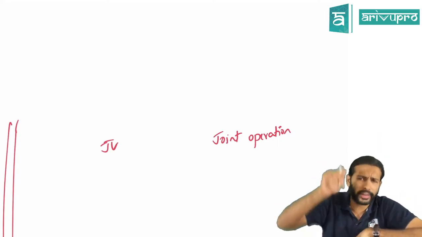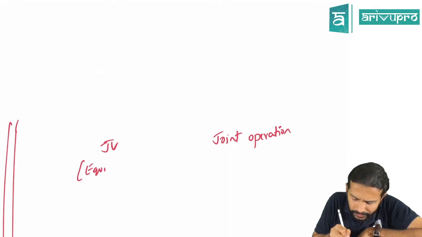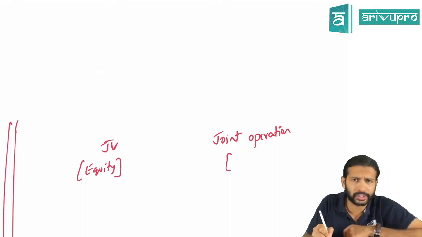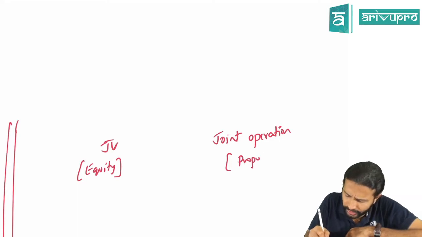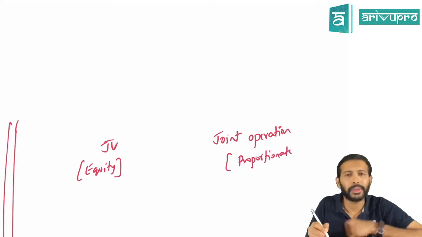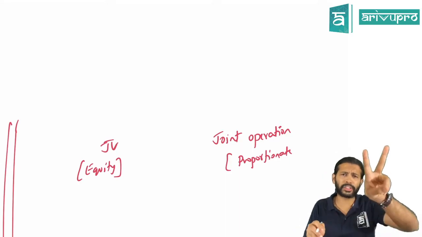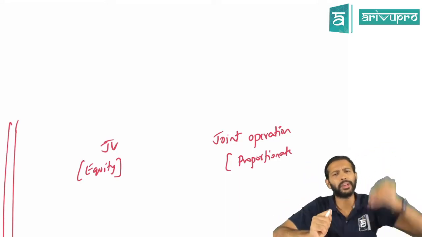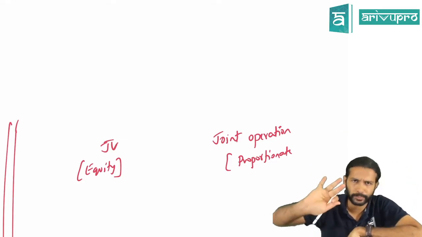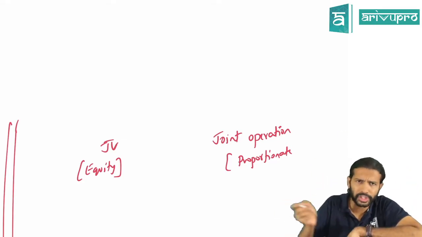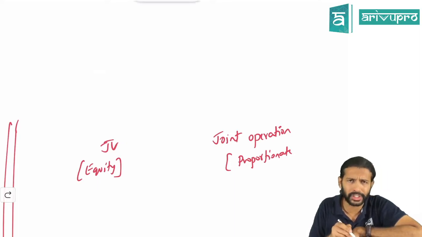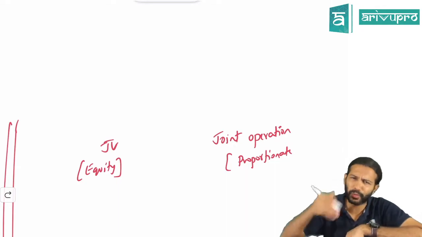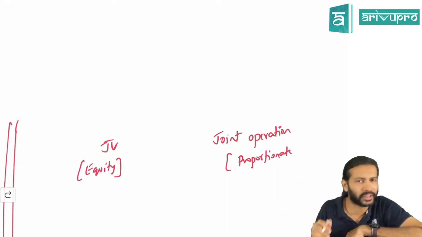Because if it is a joint venture, we apply the equity method, like an associate. If it is a joint operation, then we do proportionate consolidation, meaning if there are two persons, both will take their share of assets and liabilities and record it in their respective books. Now, the question we are about to solve is not pertaining to a joint venture, it's pertaining to a joint operation, but it's good to know the difference between the two. We have already discussed it. I'm just giving you a quick recap.